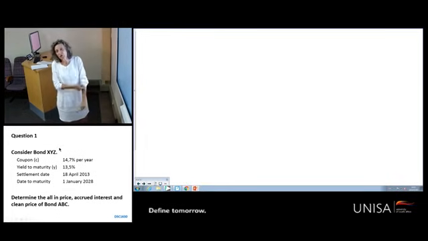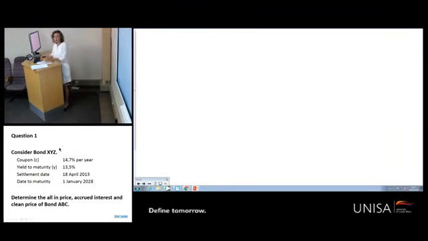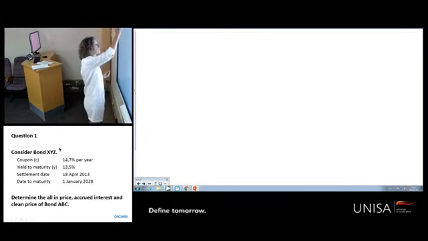Question 1, consider bond XYZ. The coupon is 14.7% per year. The yield to maturity is 13.5%. We work on a nominal value of 1 million rand, right? We're going to use our percentage rate, meaning 5 decimals in the answer. So it's 14.7% per year, our yield to maturity 13.5. The settlement date, the maturity, and then it asks us the all-in price, the accrued interest, and the clean price.